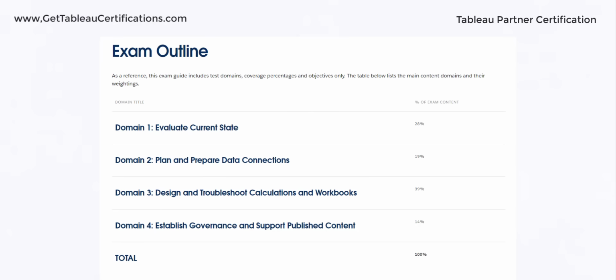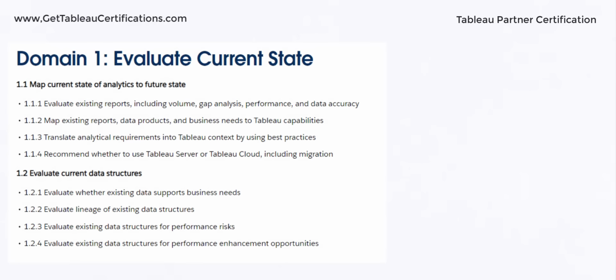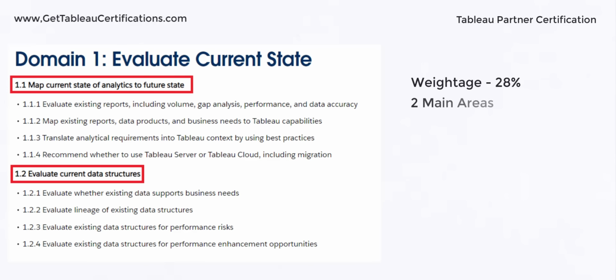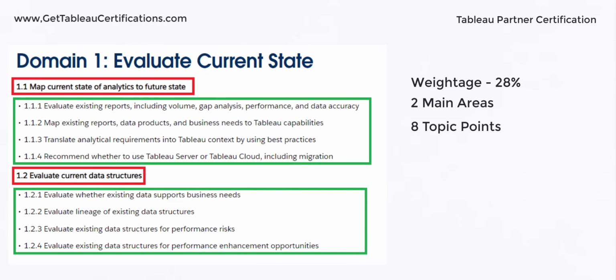As I mentioned earlier, the Tableau Partner Consultant Certification Exam has 4 domains. The first domain is Evaluate Current State. It has 28% weightage in the exam. It has 2 main areas with 8 topic points, and we can expect around 13 to 14 questions in the exam from this area. Now this is a new area where you should know how to evaluate the environment. For example, when you go to a new environment, what skill set do you have to grasp the existing architecture and understand how they have implemented it.